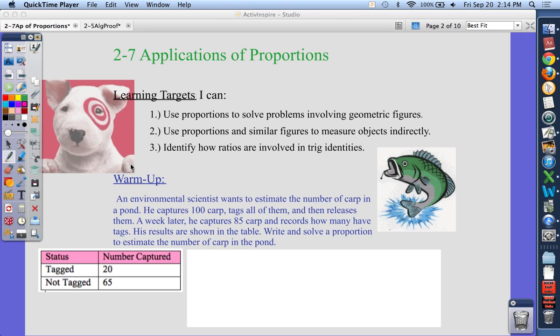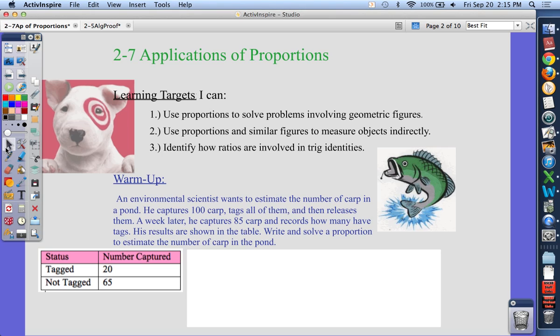So for the warm-up, an environmental scientist wants to estimate the number of carp in a pond. He captures 100 carp, tags all of them, and then releases them. A week later, after they've mixed up with all the rest of the carp, he captured 85 carp and recorded how many of them actually had tags. His results are shown in the table. Write and solve a proportion to estimate the number of carp in the pond.